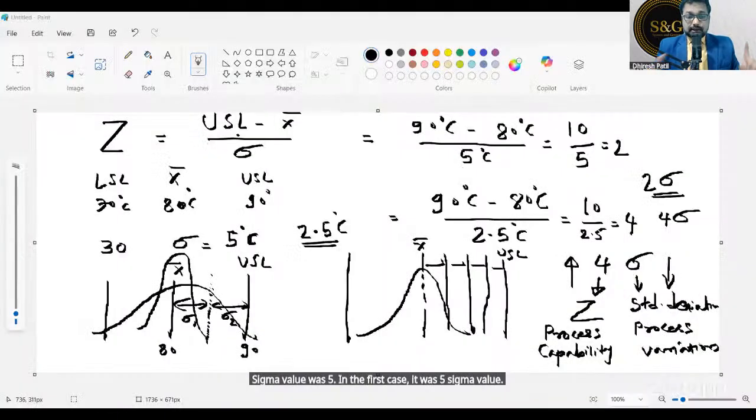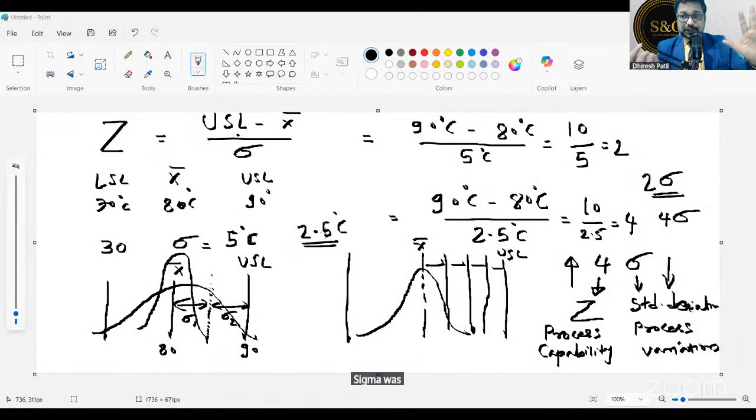Okay, Anuj ji, boliye. Yeah, there is one thing. We have done the calculation. In the first example, we have taken standard deviation 2, right? And we calculated that the sigma value is 2. Another example we have taken, similarly, where standard deviation we have taken 2.5. Sigma was 5 in the first case, and in the second case it was 2.5.